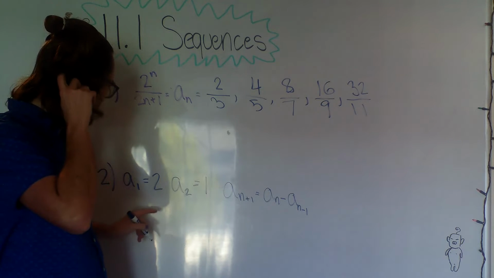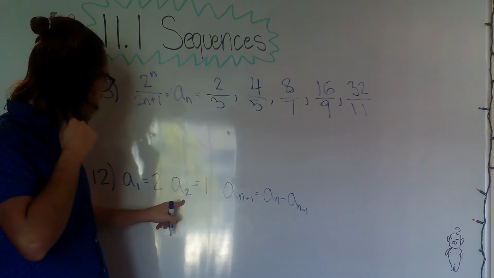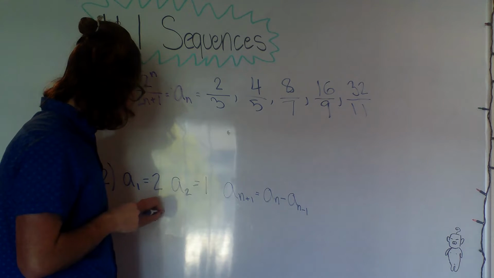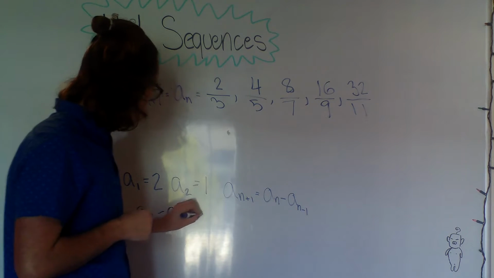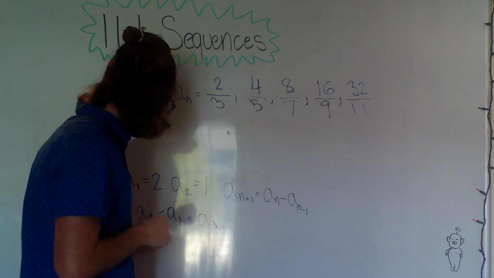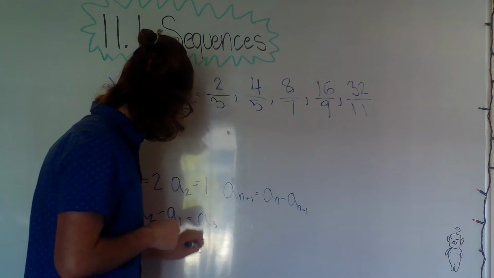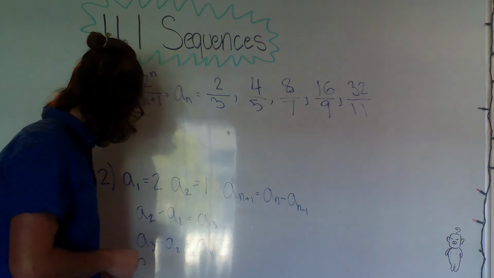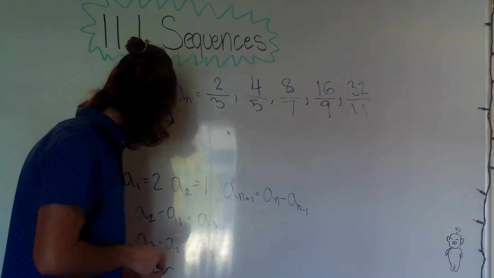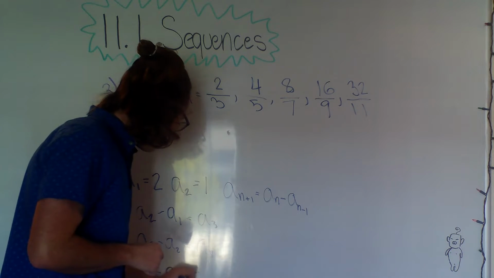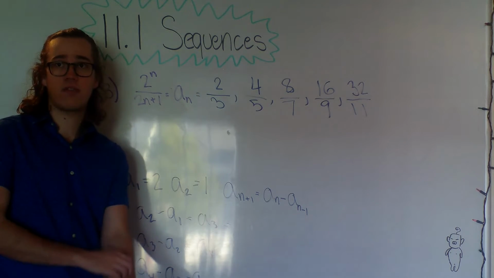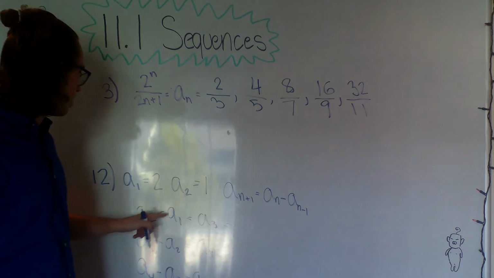So then if we have a_2, we have a_1 minus a_2 equals a_3, then a_2 minus a_3 equals a_4, and then a_3 minus a_4 equals a_5. So we know what a_1 and a_2 are, and we just need to find the first 5 terms. So we plug that in.